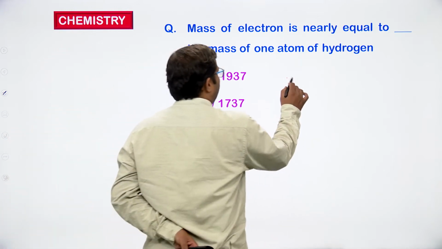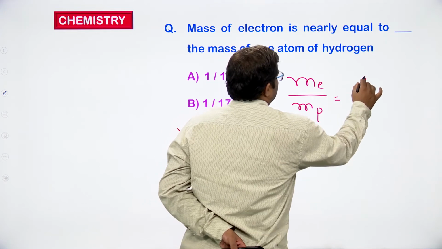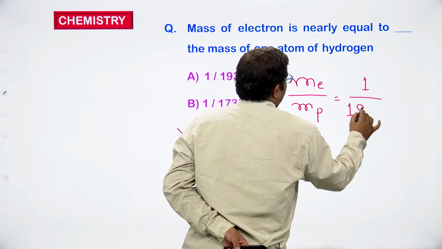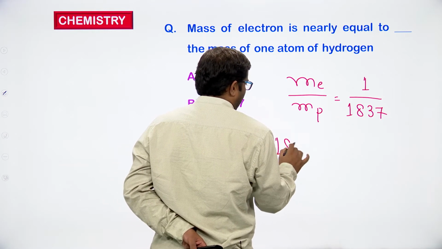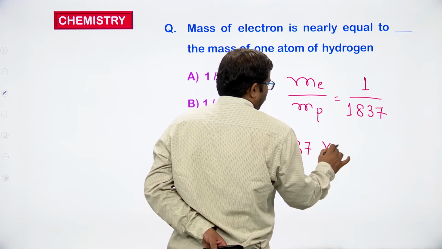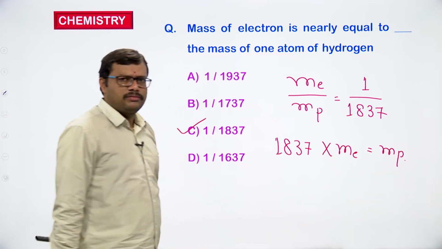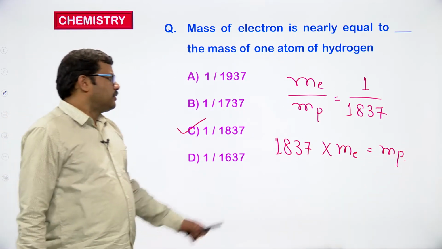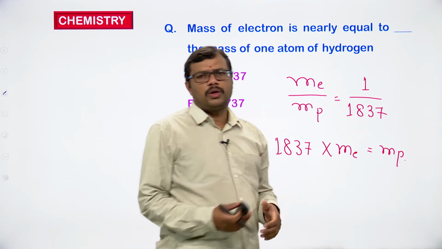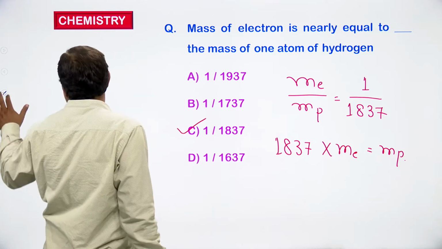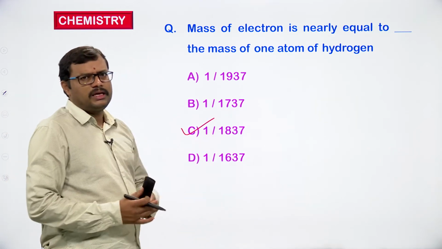So, when we are calculating the mass of electron to the mass of proton, this will be 1 divided by 1837. Or if I arrange it, 1837 into the mass of electron will be equal to 1 into the mass of proton, what we have just now calculated. So, mass of electron by mass of proton will be 1 by 1837. From these values it is very clear that option C is the correct one.